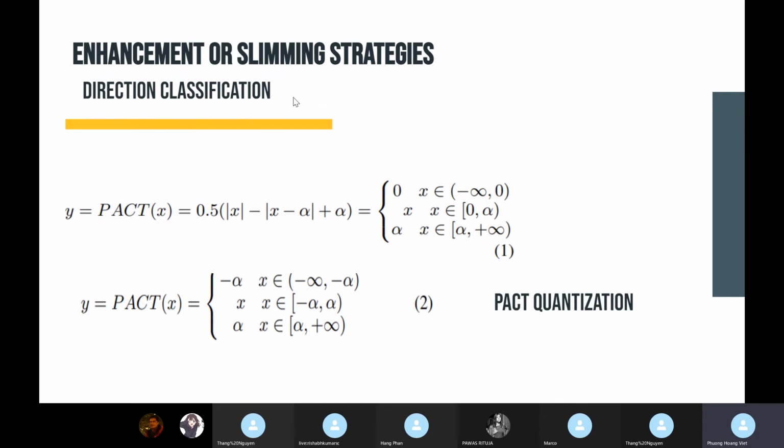The last in the direction classification is the quantization. As you know, quantization allows the neural network model to have lower latency, a smaller volume, and lower computational power consumption. At present, quantization is mainly divided into two categories, offline and online quantization. And PACT is a new online quantization method that removes some outliers from the activation in advance. And this is the formula for PACT, as you can see here.